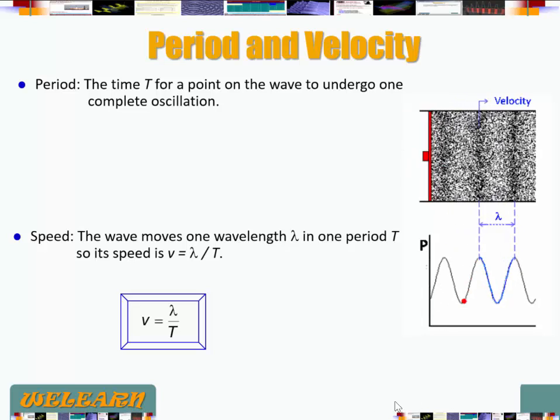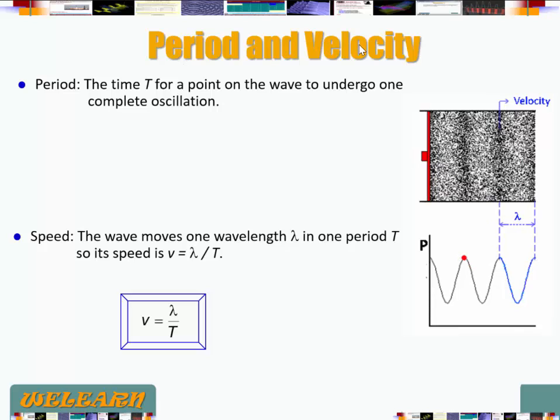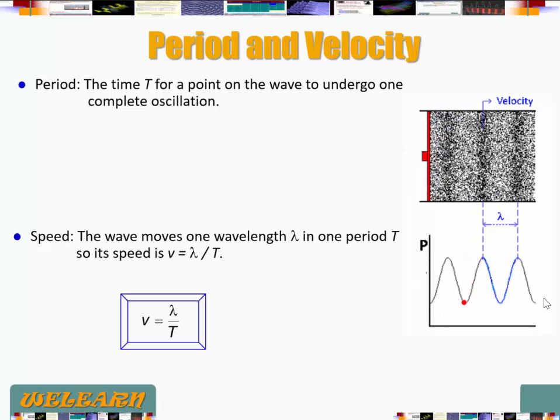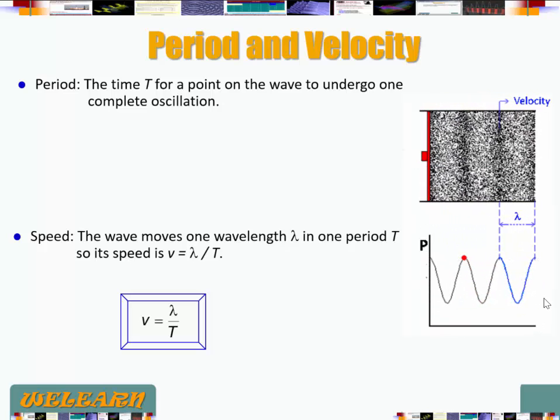Let's focus on some of the properties of the wave, the period and the velocity. The period is the time for a point on the wave to undergo one complete oscillation. For example, I'm going to try to rerun. Now, I hope that you have noticed that this red dot oscillated up and down in position as the wave moved forward.